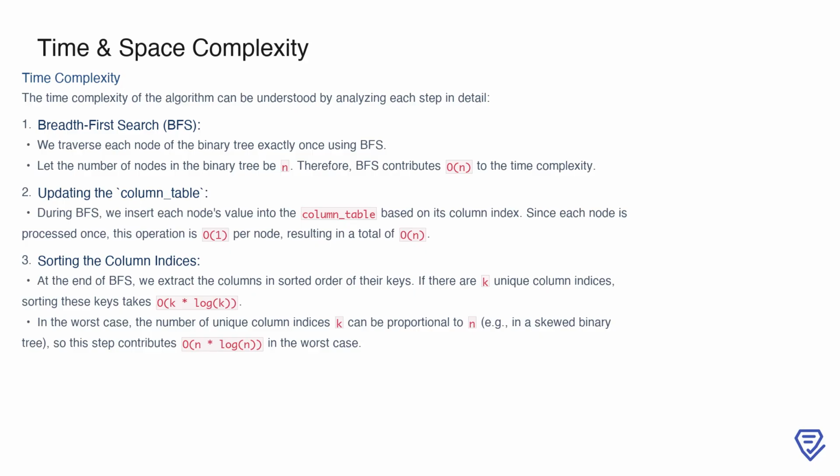Since this operation is O(1) per node and is performed for all n nodes, it also contributes a total of O(n). Finally, after the traversal completes, we need to sort the column indices to ensure the output is in the correct order. If there are k unique column indices, this sorting step takes k*log k. In the worst-case scenario, such as in a highly skewed tree, k can approach n, making this step contribute n*log n. Together, these steps form the basis for the time complexity analysis.